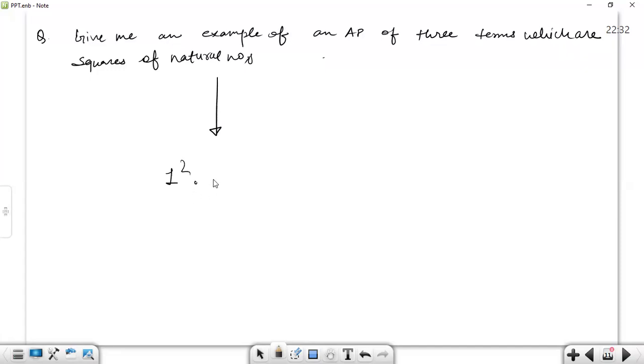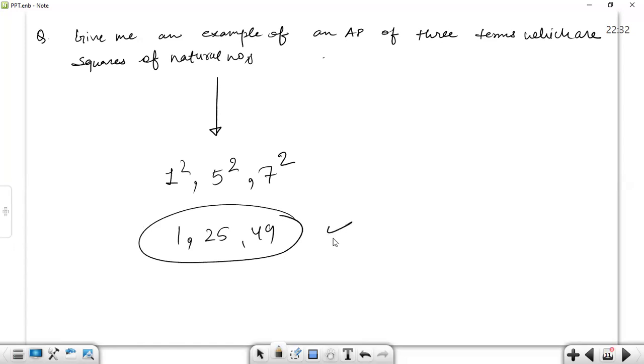1 square, 5 square, and 7 square. Okay, 1, 25, and 49. These 3 numbers are in AP. How? If we check the difference, 25 minus 1 is 24, and 49 minus 25 is also 24. That's why they are in AP. Clear? Any doubt? No, sir.